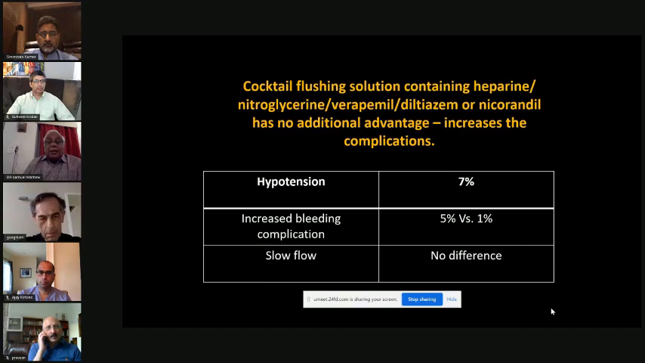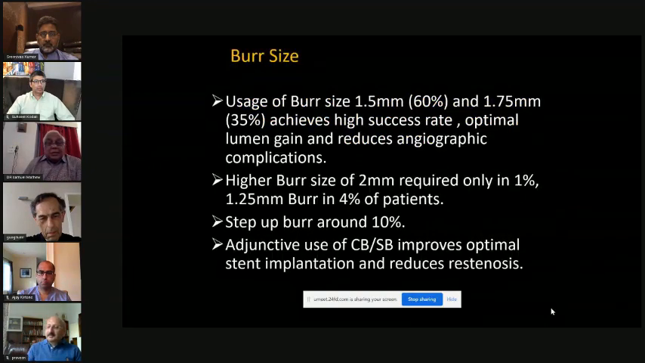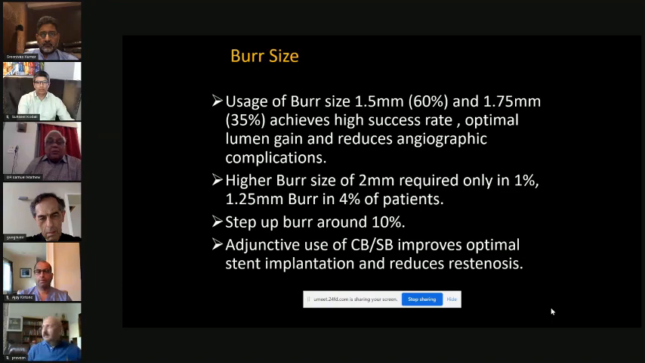Today, I would recommend that there is no need to use any of these combinations of heparin or nitroglycerin or verapamil. Burr size, in my practice, the majority, at least 60%, is 1.5 or less. And there is only a very small percentage of more than 2 millimeter burr. And step-by-step burr approach is only 10%. Adjunctive use of cutting balloon or AngioSculpt is very often used to improve the result, especially in larger vessels.